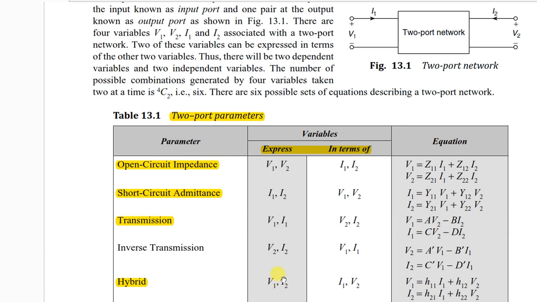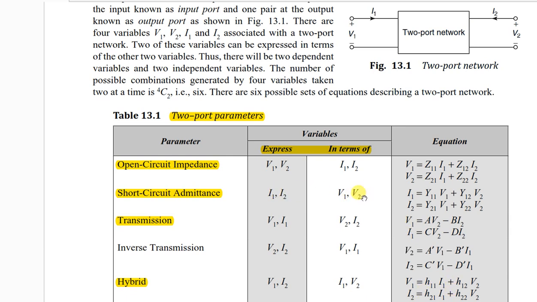And in hybrid parameters, input side voltage and output side current are expressed in terms of input side current and output side voltage. So V1 and I2: first you have to write the input side voltage V1. Then output side I2 is expressed in terms of I1 and V2. So I1 first, then V2. And the parameters are H11, H12, H21 and H22.